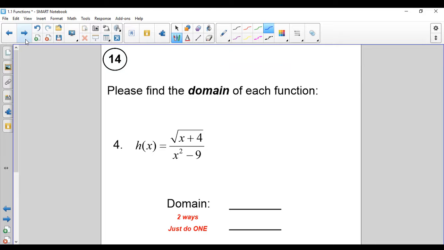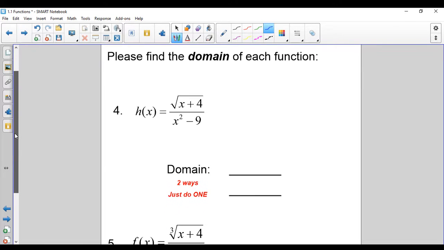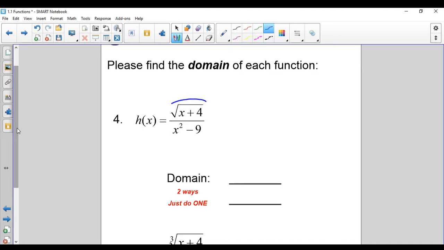Let's combine some ideas for these last two. So I have a fraction and I have a radical. So I have two separate restrictions. Let's check this out. I need to check out my restriction up top. My restriction up top is this. It's got to be greater than or equal to 0 in there. So I solve that little mini inequality, and x is greater than or equal to -4. We'll hold on to that idea.